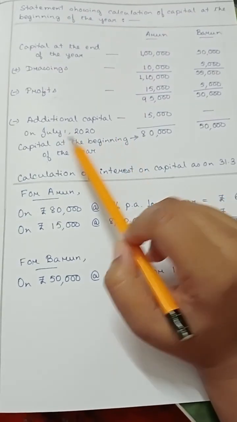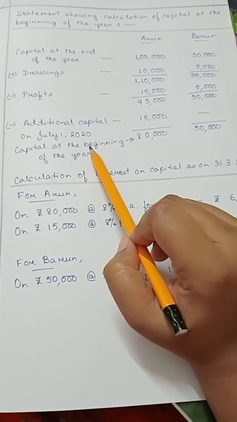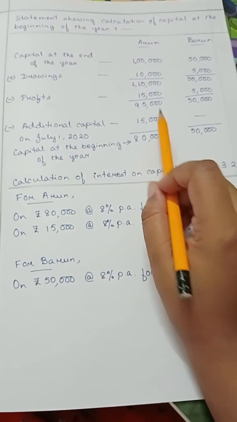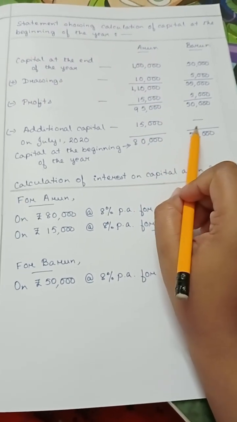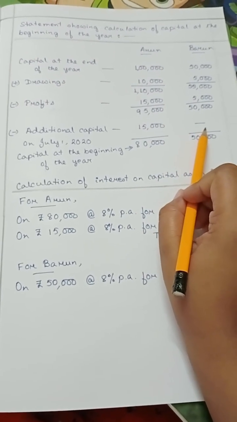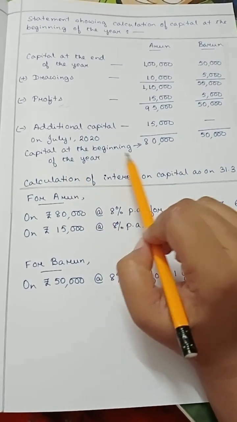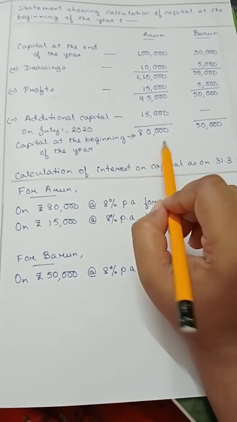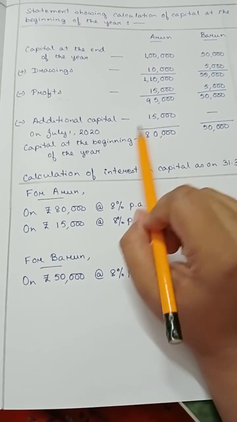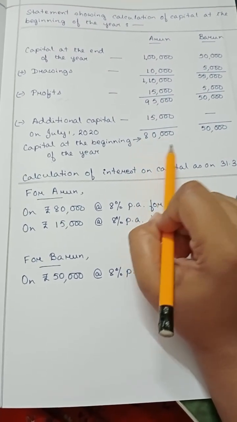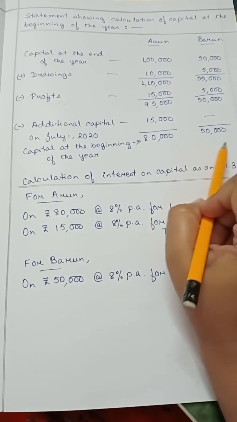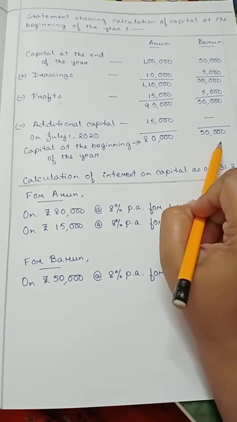less additional capital, which is on July 1, 2020, 15,000 only for Arun. Barun has not introduced any additional capital, so that you have to deduct. So capital at the beginning of the year is 80,000 and 50,000. So this is the capital of the partners at the beginning of the year. Okay.